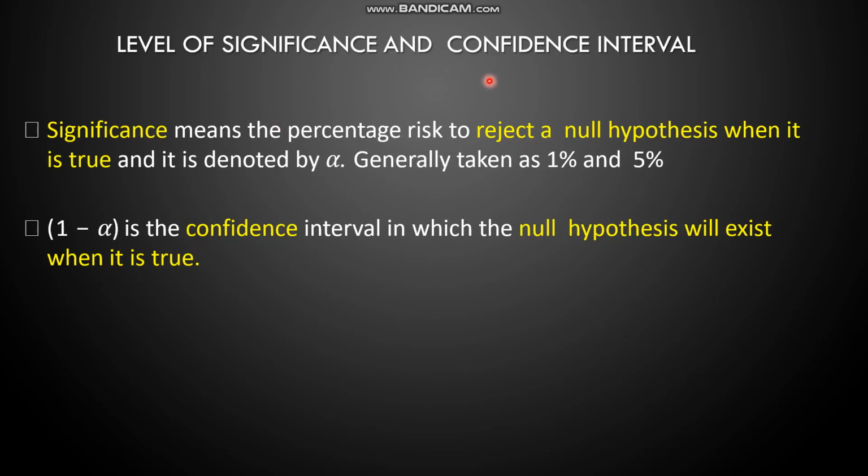Next is level of significance and confidence interval. Significance means the percentage risk to reject a null hypothesis when it is true. It is denoted by alpha, generally taken as 1% and 5%. 1 minus alpha is the confidence interval in which the null hypothesis will exist when it is true.